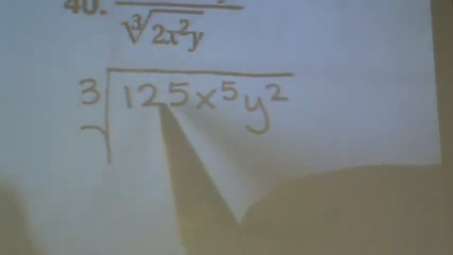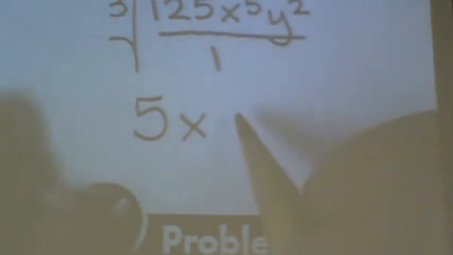Number 40. Cube root. Let's simplify the whole thing. How many times does 2 go into 250? 125. Okay, and how about the x's? We've got 5 of them, and we've got 2 y's. Now we're looking for 3 of a kind, for a perfect cube. There's a 1 on the bottom, so we really don't need that.